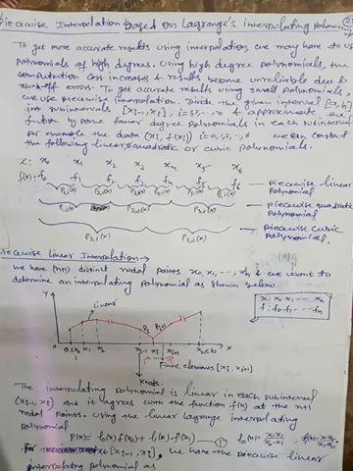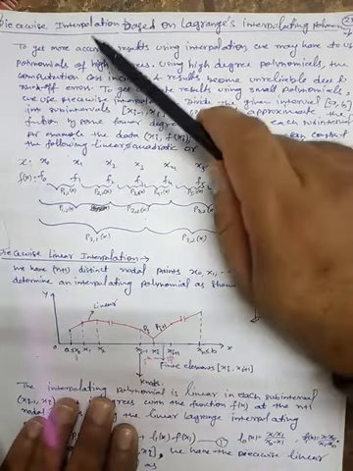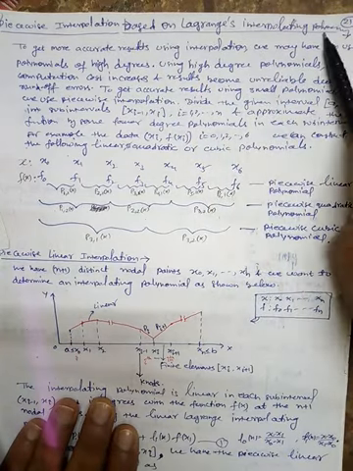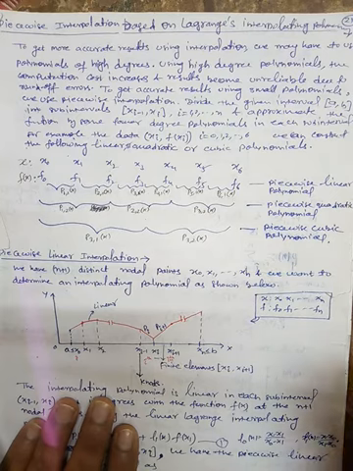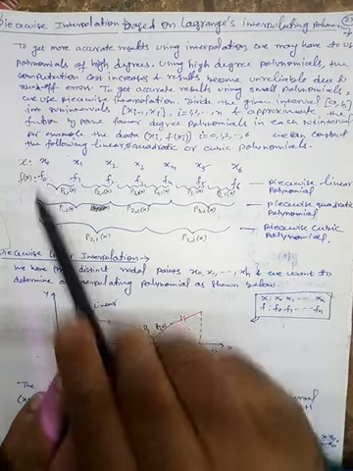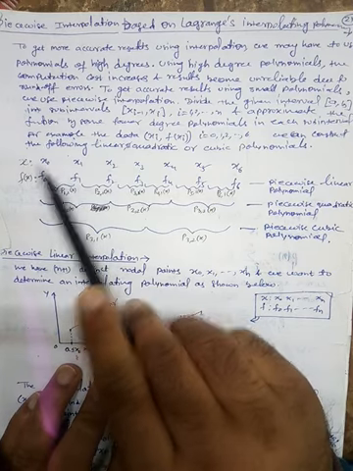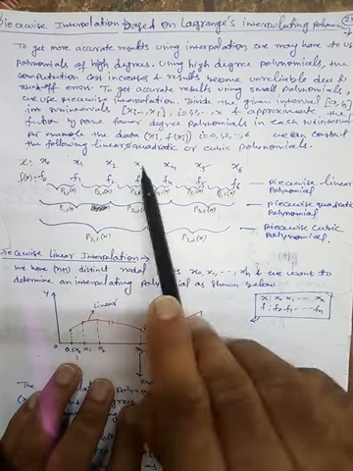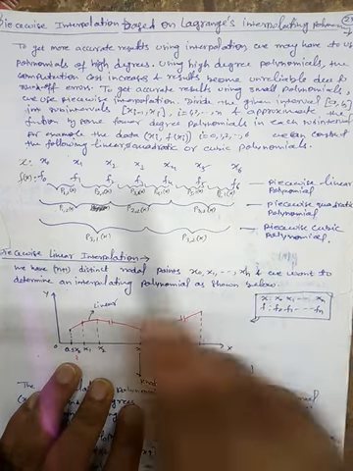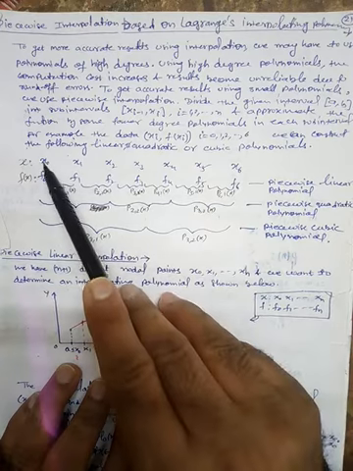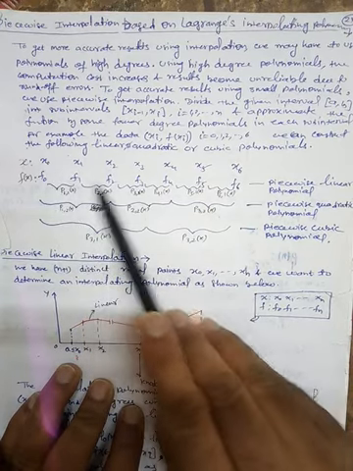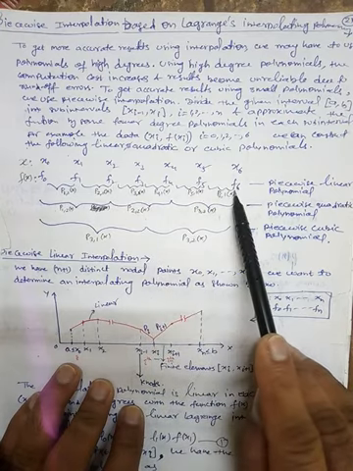Dear students, in this video I am going to discuss piecewise interpolation based on Lagrange's interpolating polynomial. So what is the meaning of piecewise interpolation? Let's see. Suppose we have these data points x0, x1, x2, x3, x4, x5, x6. In total we have 7 data points and the corresponding values for f are f0, f1, f2, f3, f4, f5, f6.